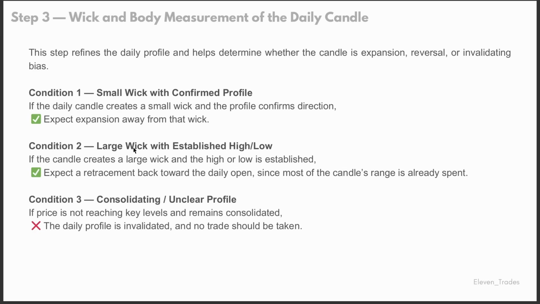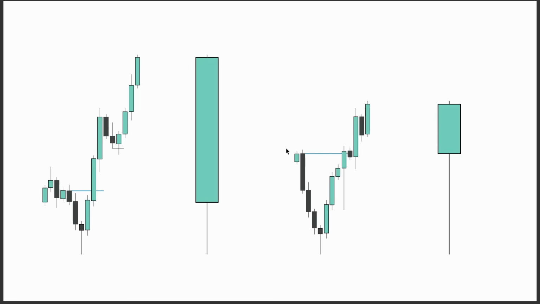And condition 2, we have a large wick with established high or low of the day. This is trading the candle 2 of the swing points, which is lower probability compared to that expansion candle. So here is the schematic. What do we have? This is that reversal candle of the swing point on the daily chart.